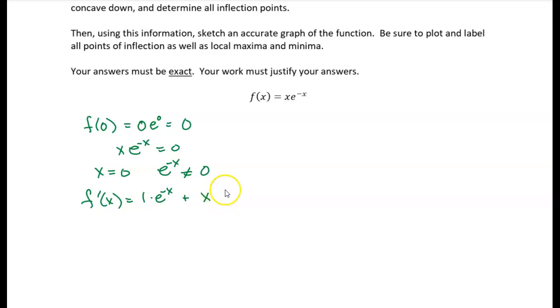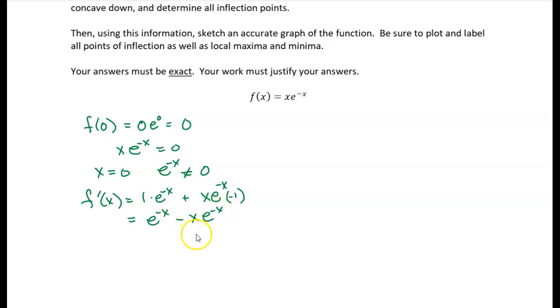The derivative of e to the minus x is going to be e to the minus x times the derivative of minus x, which is basically minus 1. Let's rewrite this a little bit so it's neater. We basically have e to the minus x, and when we take minus 1 times all this, I'm just going to turn that into subtraction: minus x e to the minus x.